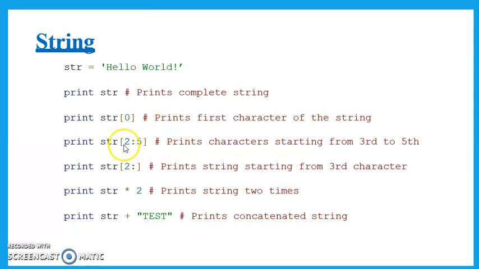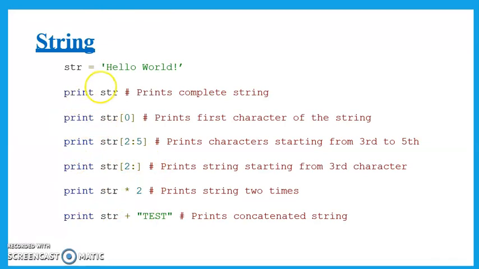So this is the slicing operation to extract the characters from the second index to the fifth index. Print str[2:5] prints characters starting from the third character to the fifth character. The statement print str[2:] prints the string starting from the third character onwards. So index 2 means it gets the character at the third position.